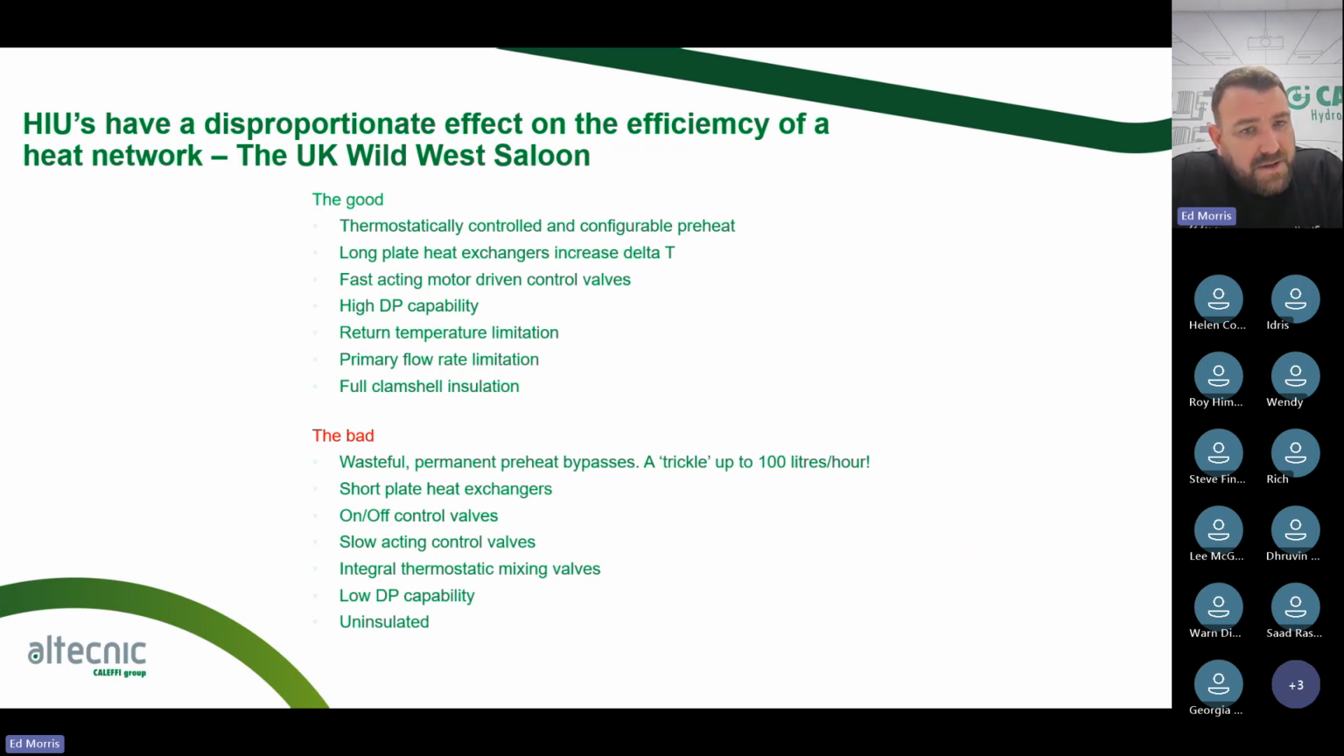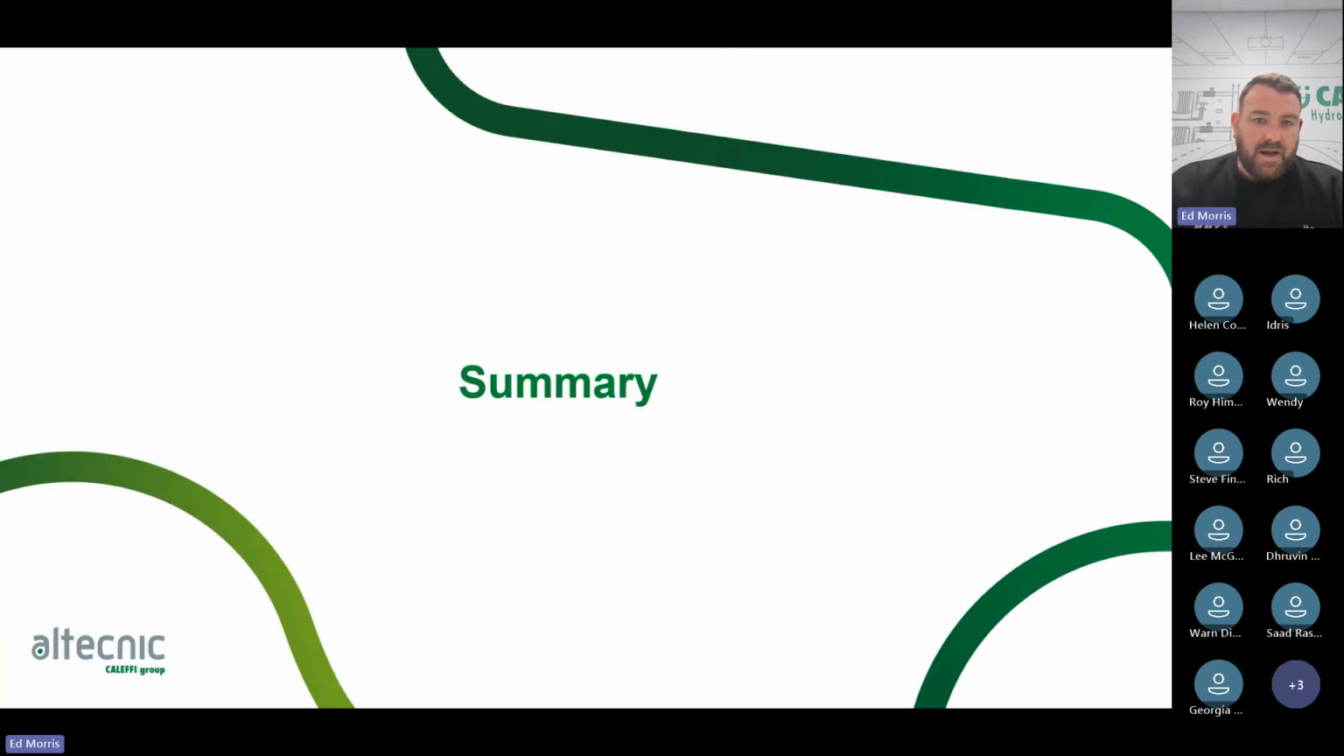Some of the bad things: wasteful permanent preheat bypass is a trickle, it can be 100 litres an hour. Short plate heat exchangers, so the energy transfer is a lot less. On-off control valves, they're on or off, there's no modulation. Slow acting control valves, generally when they're mechanical. Integral thermostatic mixing valves, not electronic. Low differential pressure capability, and there are some that are still uninsulated. So we can massively help the networks, but we can also hinder them if it's not a good design as well. So that's something to consider.